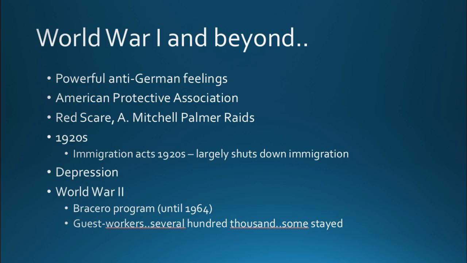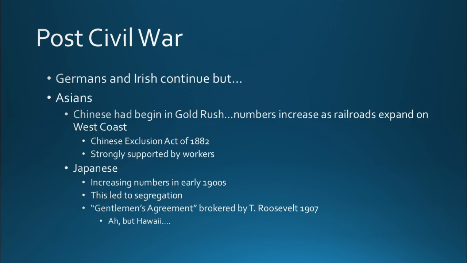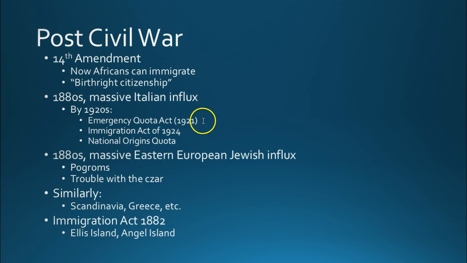So let's just go back for a minute and talk about those immigration acts. Okay. So the Emergency Quota Act, the Immigration Act of 1924, and the National Origins Quota, all of them, here's what they do in short. They restrict the number of immigrants coming into the United States as a percentage of the number of people who claim descent from those immigrants already here. Okay, which has just confused the hell out of you.